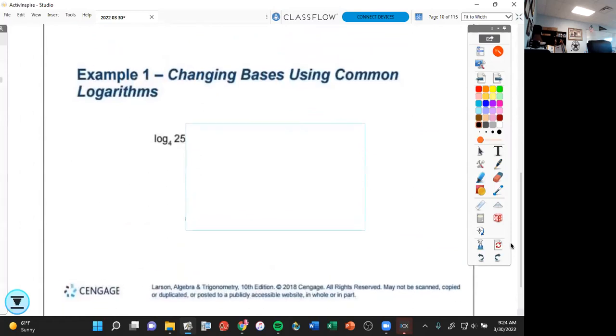So let's rewrite log base 4 of 25 using common logarithms. Write the answer using common logarithms. What's the base of the common log? 10. All I'm saying is rewrite this using log base 10. It's very simple. Don't overthink it. The number that's above the other number goes on top. The number that's down low goes on the bottom. It's that simple.